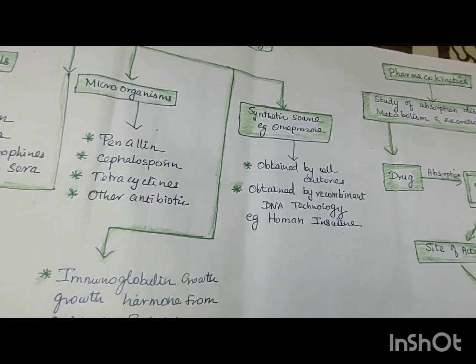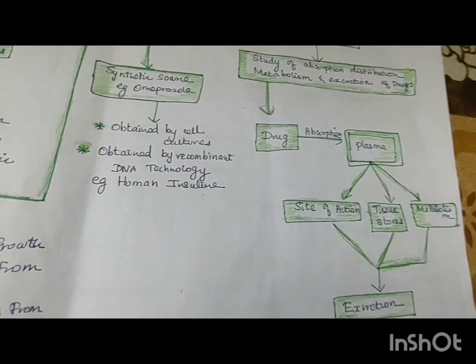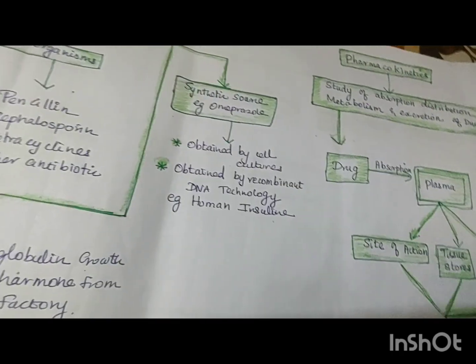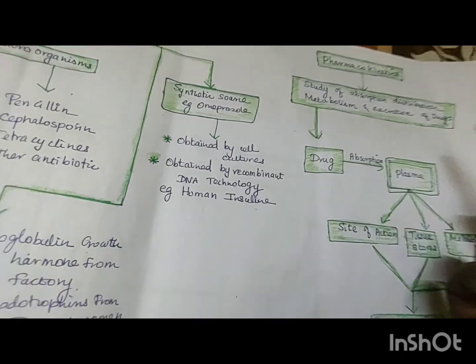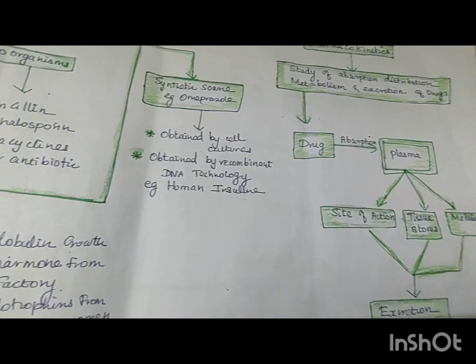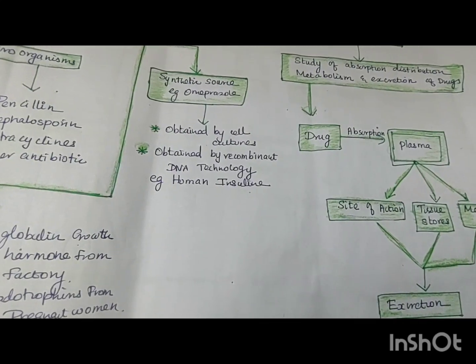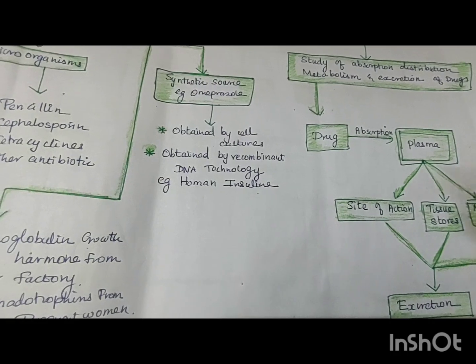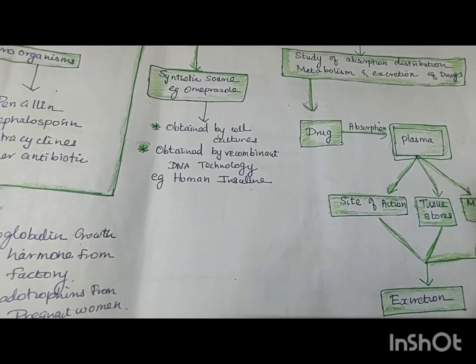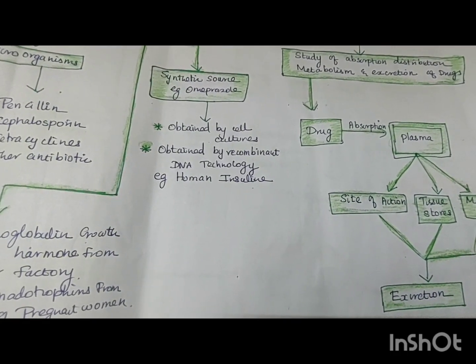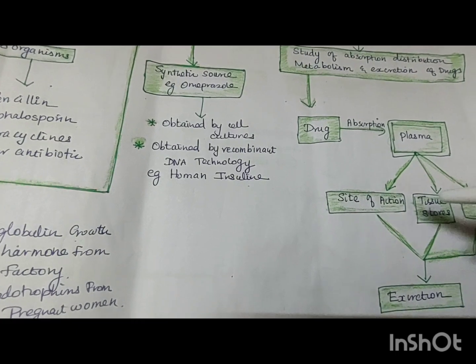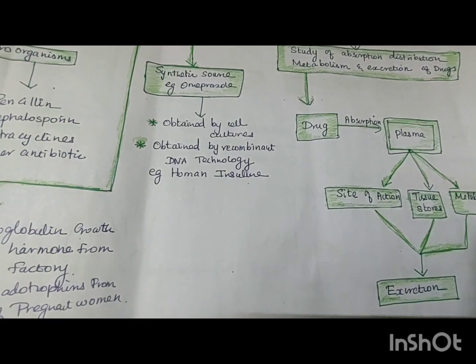So what is called pharmacokinetics? Pharmacokinetics means this is the study of the absorption and distribution and metabolism and excretion of the drugs. Once you take the drugs, how is it getting absorbed? Either you can take any form, like an oral form, intrathecal or whatever it may be, how it is getting absorbed by the plasma and the site of action and tissue stores and metabolism.